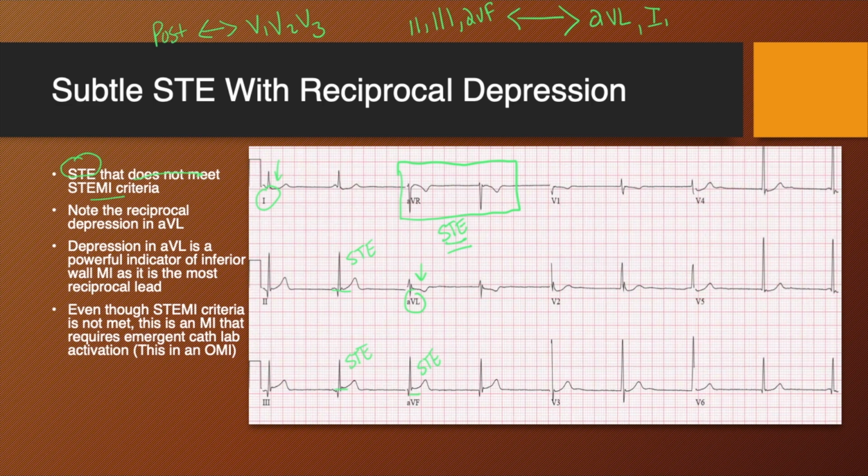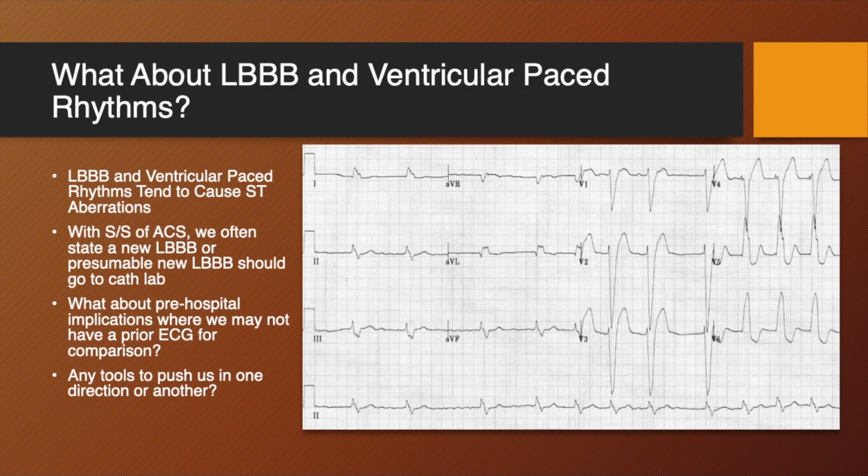It is an OMI. All right, well, what about left bundle branch blocks and ventricular paced rhythms, right? Well, unfortunately, left bundle branch blocks and ventricular paced rhythms tend to cause ST aberrations. And with signs and symptoms of acute coronary syndrome, we often state if somebody presents with a new left bundle branch block, or a presumably new left bundle branch block, maybe they should just go to the cath lab, right?